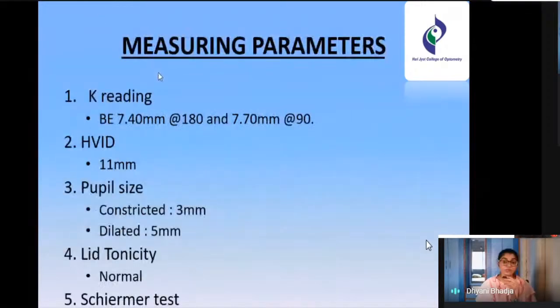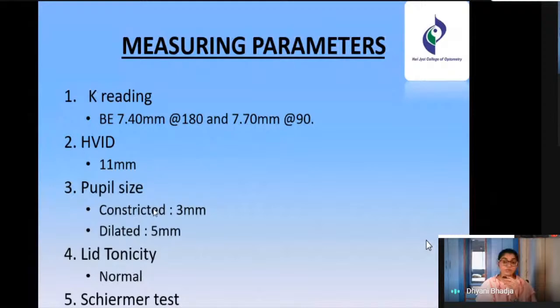Measuring parameters, we have to measure parameters for trial lens selection, right? So this is our measuring parameters. Our K reading in both eyes is 7.40 mm at 180 and 7.70 mm at 90. HVID, what is HVID?